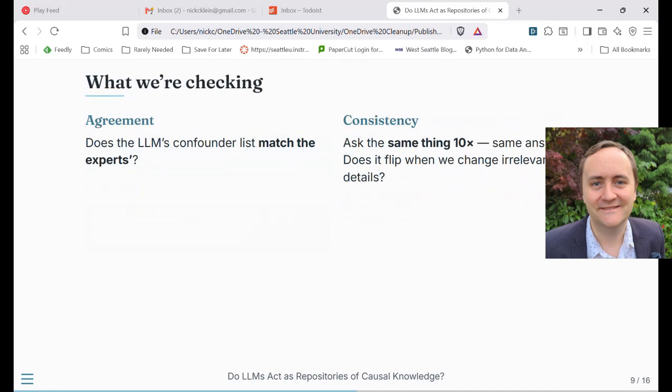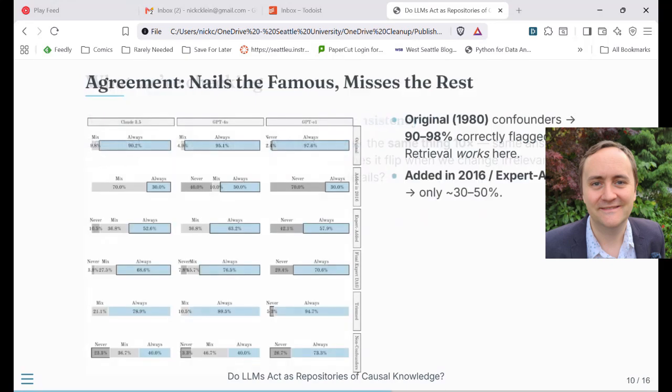So does it match the experts? And then also, do we have consistency here? So we ask each of these prompts 10 times and we see if we get the same answer or different answers. We also try changing a couple of irrelevant details to see if that changes how the large language model responds as well. So we have a big graph here, but the basics of it is this.